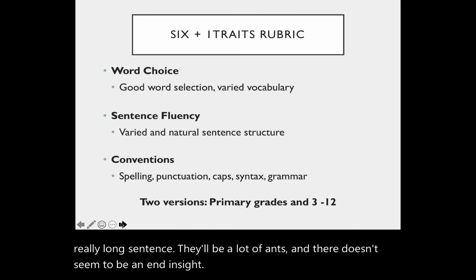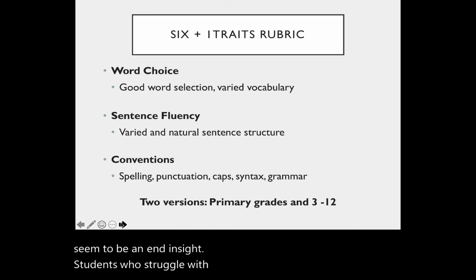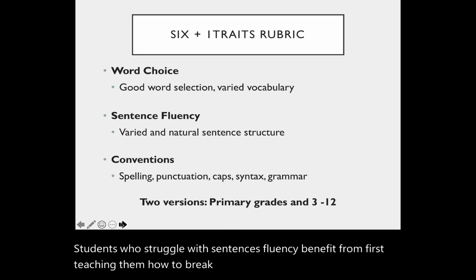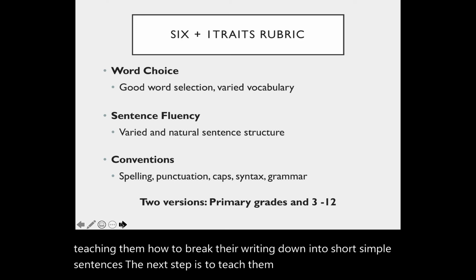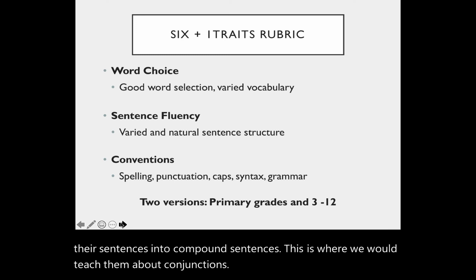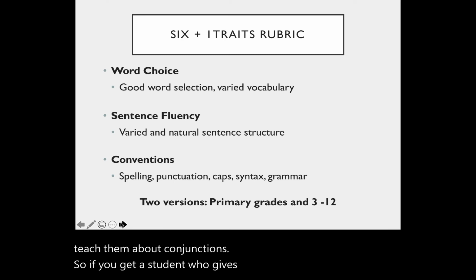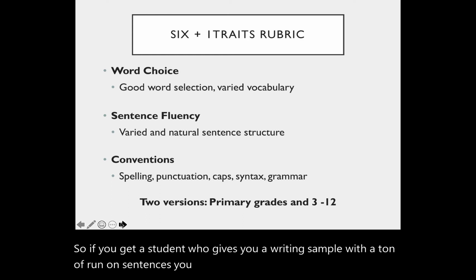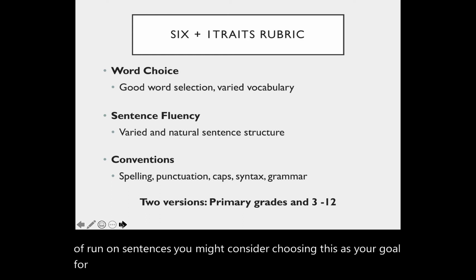Students who struggle with sentence fluency benefit from first teaching them how to break their writing down into short, simple sentences. The next step is to teach them how to combine some of their sentences into compound sentences. This is where we would teach them about conjunctions. So if you get a student who gives you a writing sample with a ton of run-on sentences, you might consider choosing this as your goal for your AT writing project.